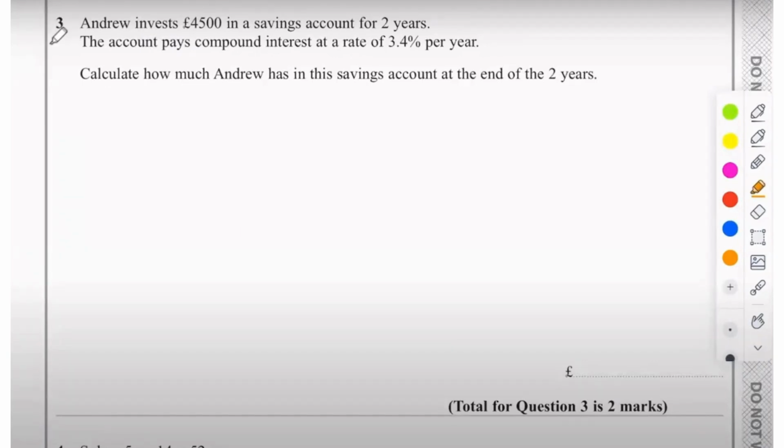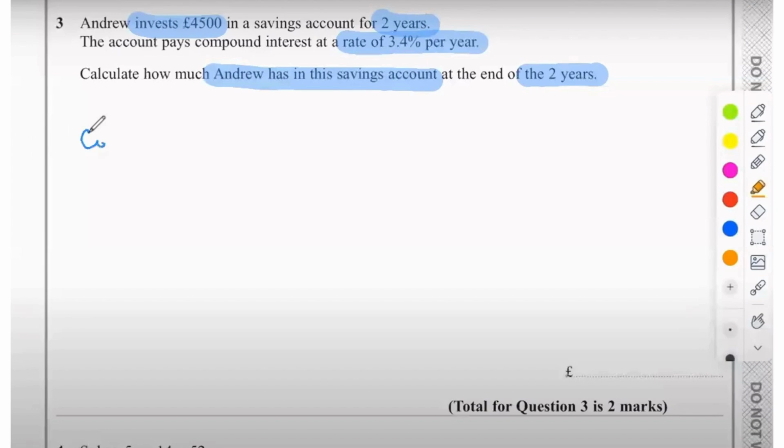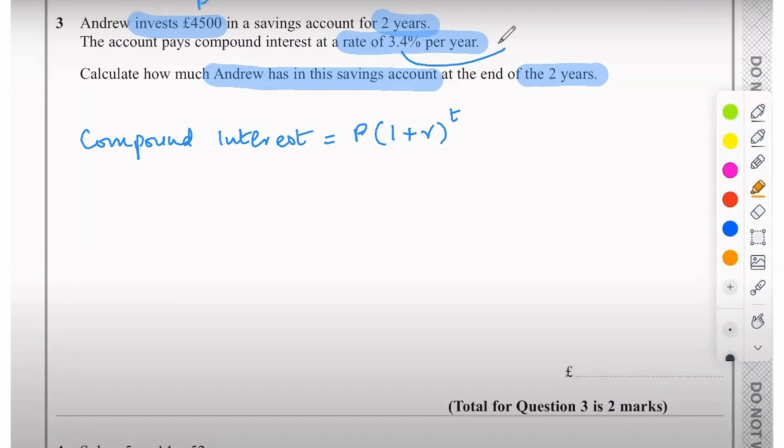So he's invested 4,500 for 2 years. His rate is 3.4% per year. We need to calculate how much Andrew has in his savings at the end of 2 years. We will use the formula for compound interest, which is basically principal amount times (1 plus r) to the power of t. This is your principal amount, the 4,500. R is your rate and t is your time.